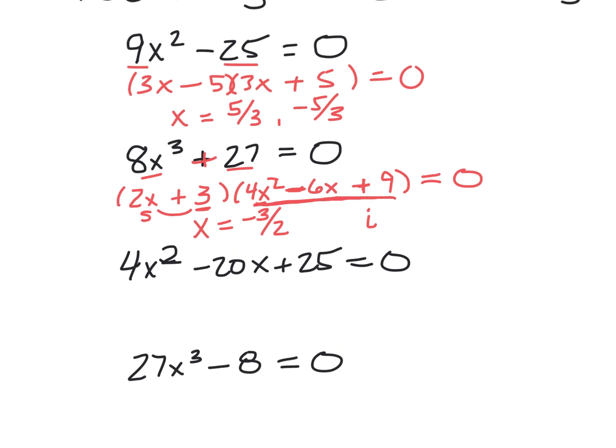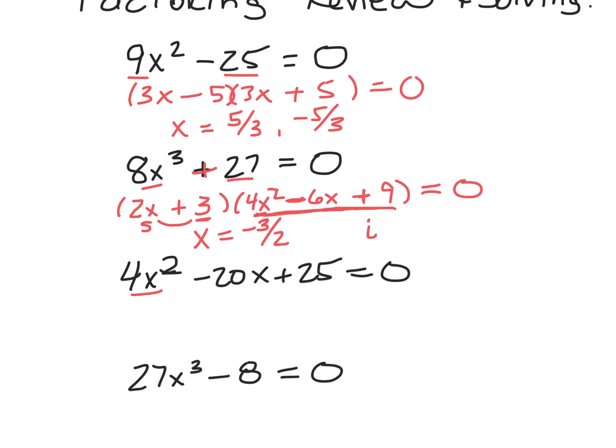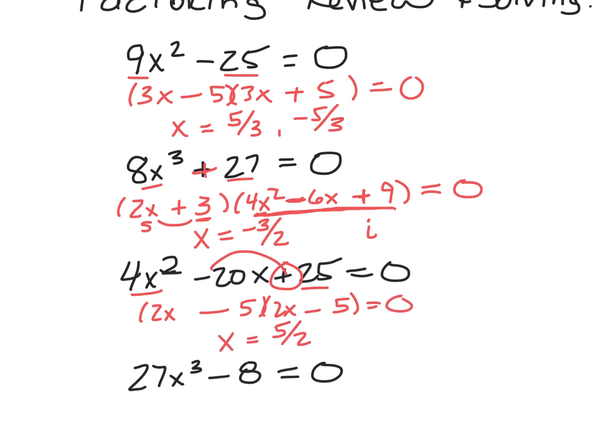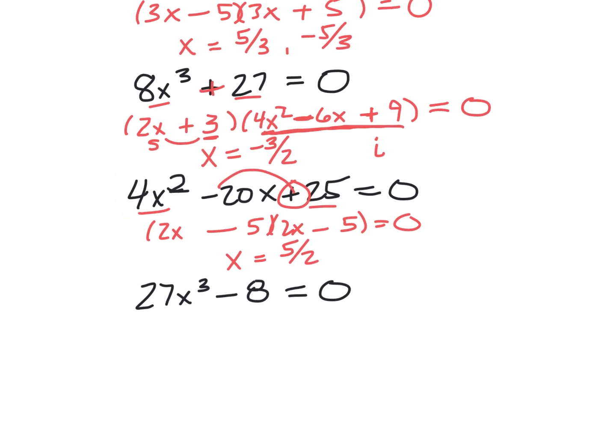The next one, hopefully you recognize, is a perfect square trinomial, so it'd be 2x and 2x, 5 and 5, and both signs are negative, and we get one solution, which would be a positive 5 over 2. Next one is difference of cubes. Difference, these are two cubes, so it'd be 3x minus 2.